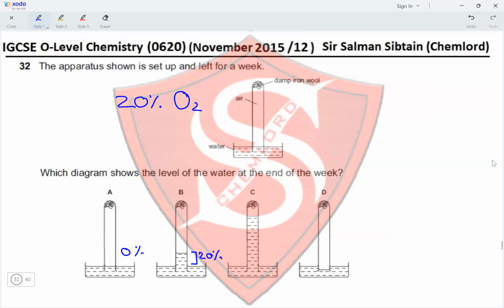So in A, we've got 0% rise. In B, we've got nearly 20% rise. In C, we've got around 90% rise. And in D, we've got a negative percentage of rise, which means it falls. So D is automatically incorrect. A is incorrect. Now, between B and C, we've got a 90% rise and 20% rise. So only oxygen reacts. So we will have a 20% rise, making C incorrect, and option B the correct option for this question.